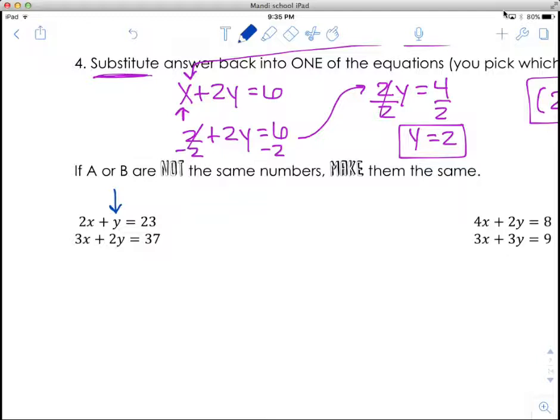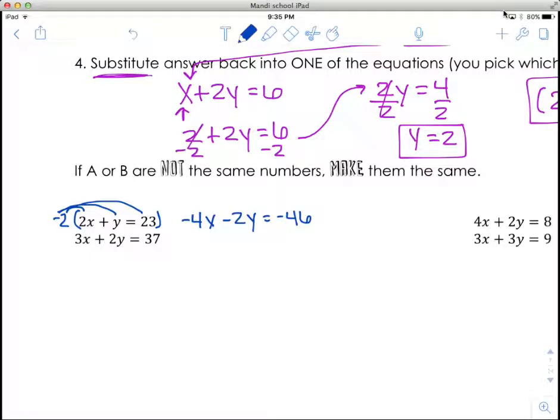So how do I make that a negative 2y? I take the whole thing times a negative 2. So you are actually distributing across the equal sign. So you have negative 4x minus 2y equals a negative 46.